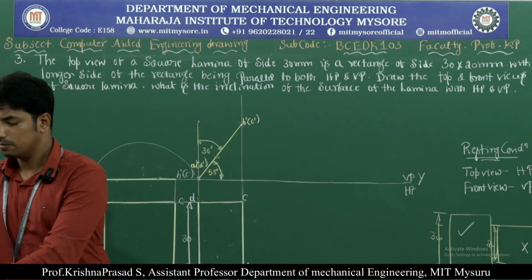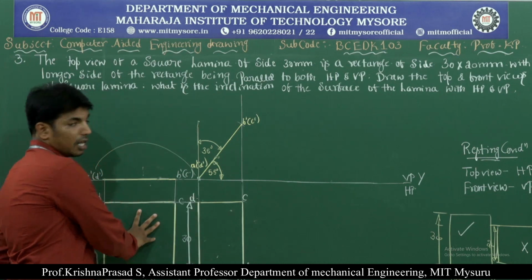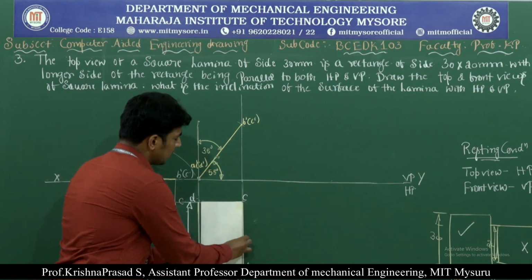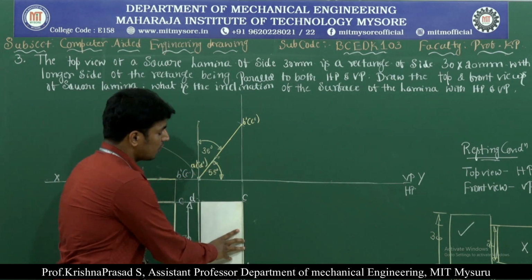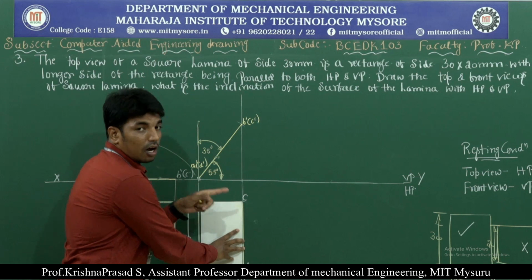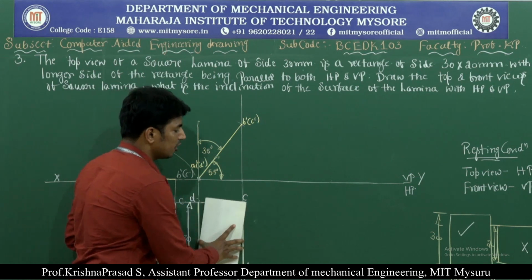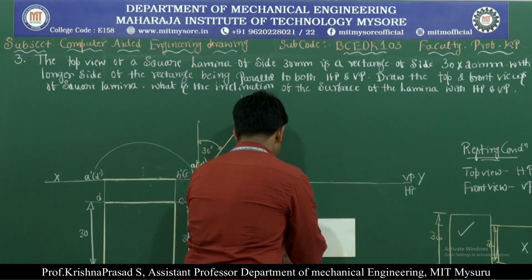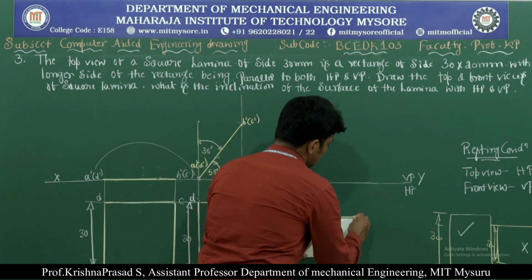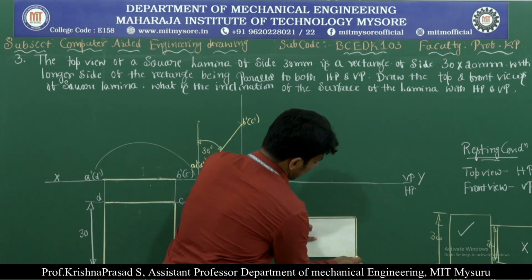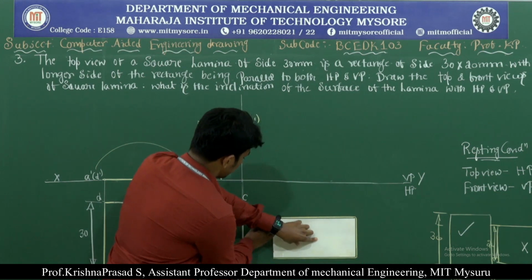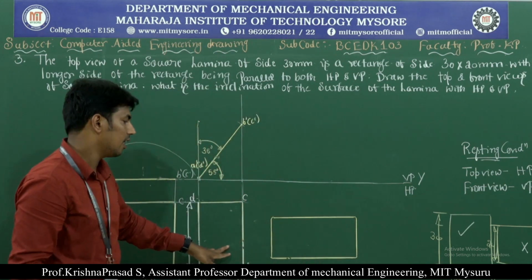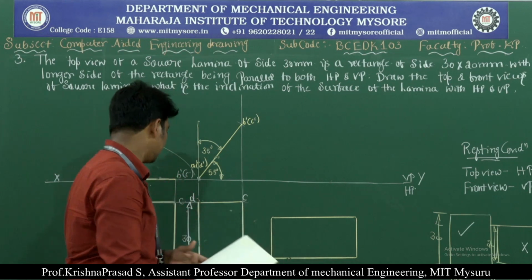Observe here, initially it is a square lamina. Once the square lamina is inclined at 50 degree to HP, now it is looking like this. Now we need to rotate the square lamina until it is parallel to both HP and VP. It should be like this. Now I am drawing the lamina, which is parallel to both HP and VP. The rectangular lamina is parallel to both HP and VP.